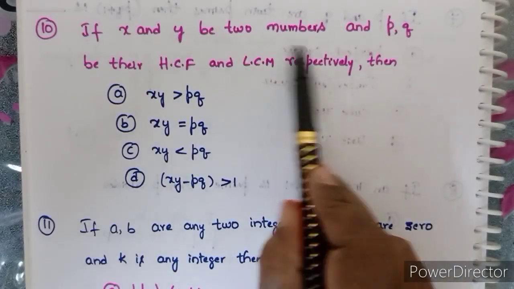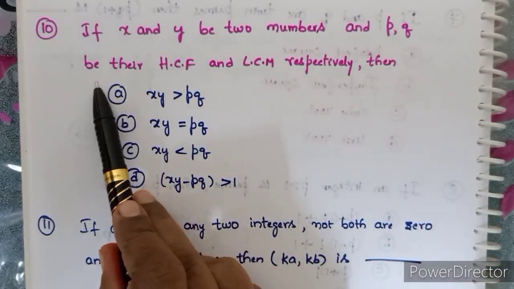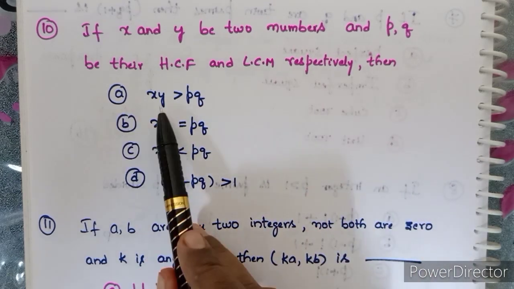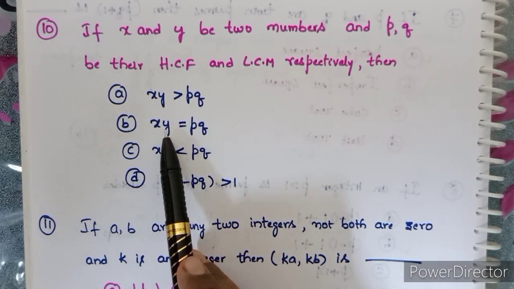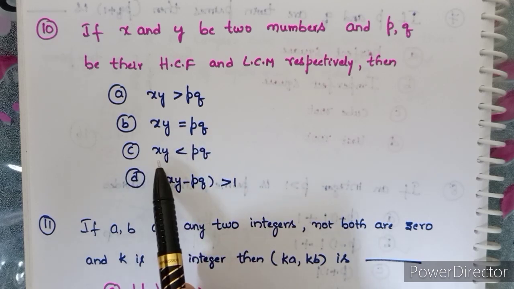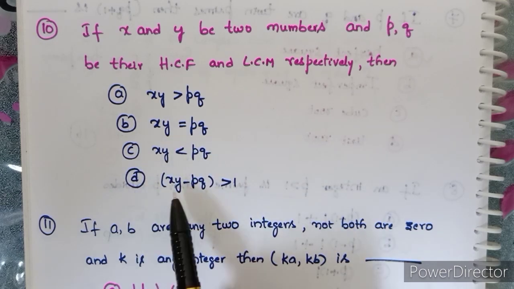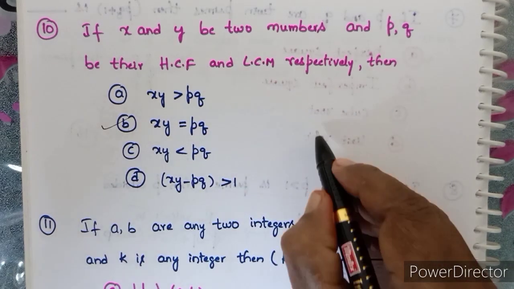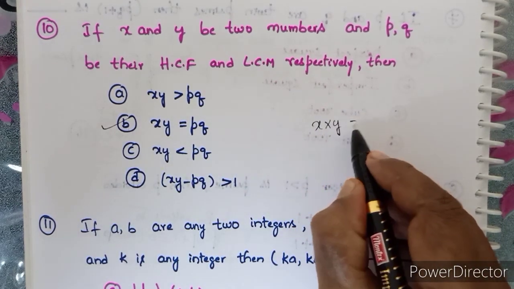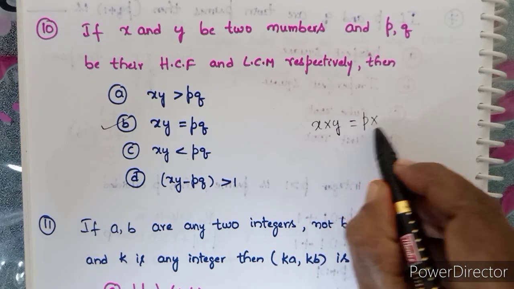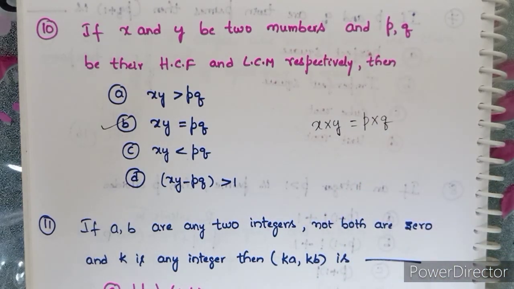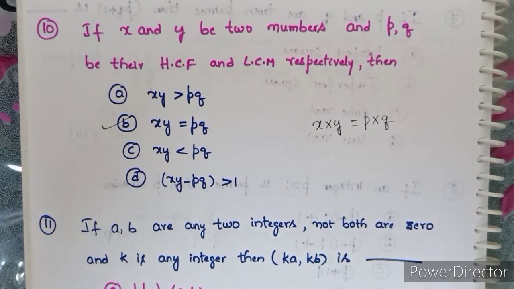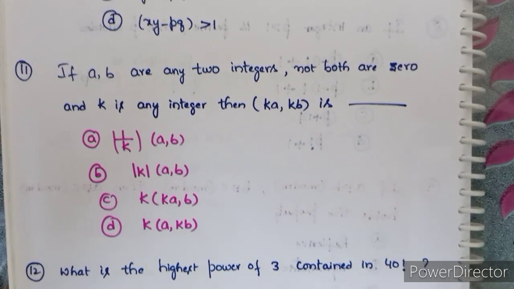10th question. If X and Y are two numbers and P, Q are their HCF and LCM respectively, then option A, XY greater than PQ. Option B, XY equal to PQ. Option C, XY less than PQ. Option D, XY minus PQ is greater than 1. Option B is correct. The product of any two numbers is equal to the product of their LCM and GCD or HCF. So X into Y equals PQ. Option B is correct.